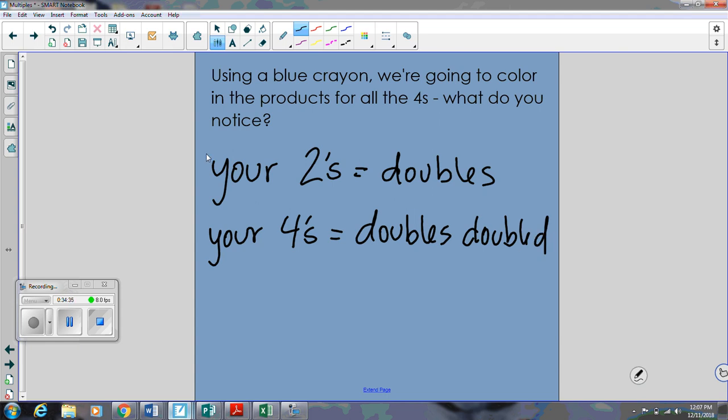So if I know 2 times 4 is 8, that's a double. And if I double that again, I get 4 times 4, which is 16. You're writing that in your notebook, please, Ada and Tracy. So your 2s are your doubles, your 4s are your doubles. When I have a sum like that and it's hard to solve, I add the last number together.